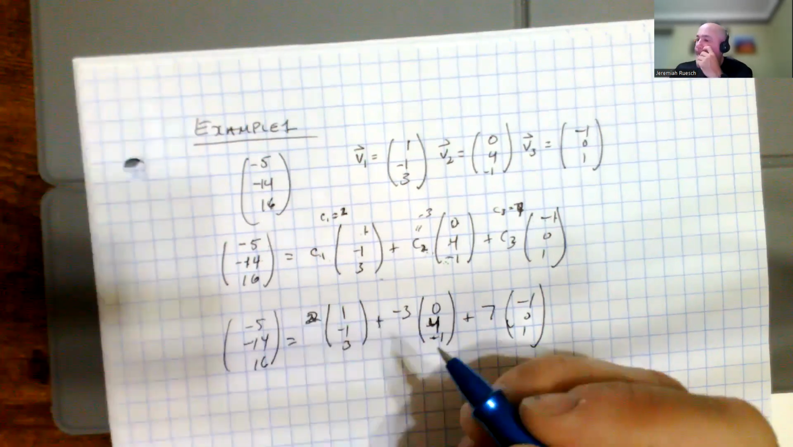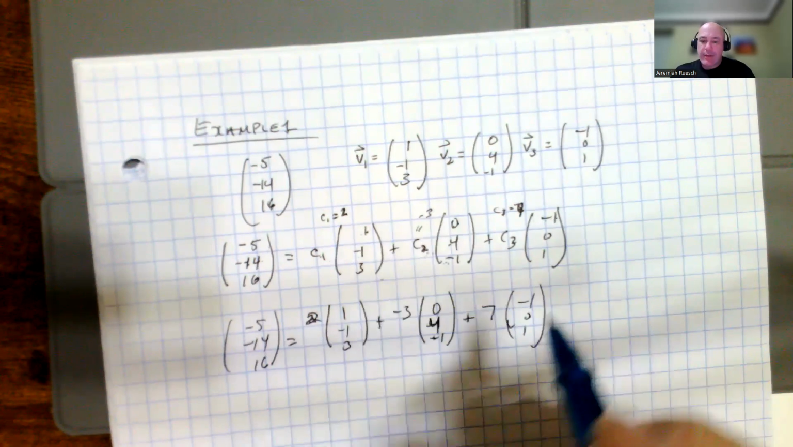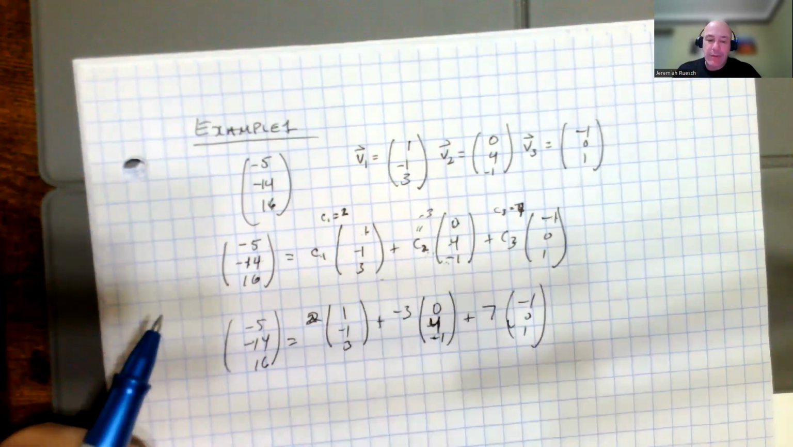So we can write this vector as a linear combination of the vectors v1, v2, and v3. I hope that is helpful, and I'll see you in the next video.